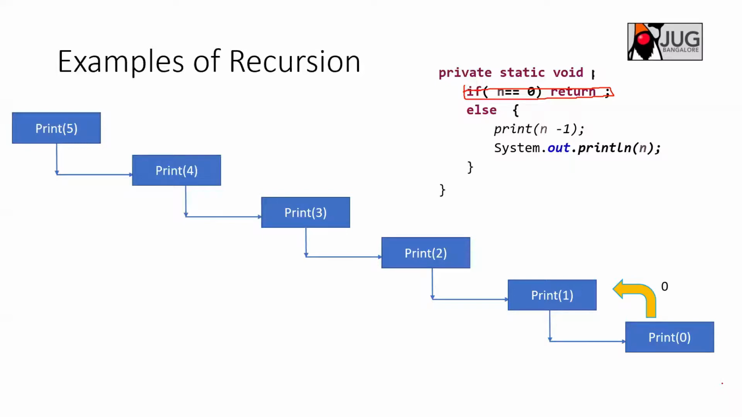So just remember that. And here the base condition is that once n becomes 0, you just return nothing, right? So that is what you can do here.